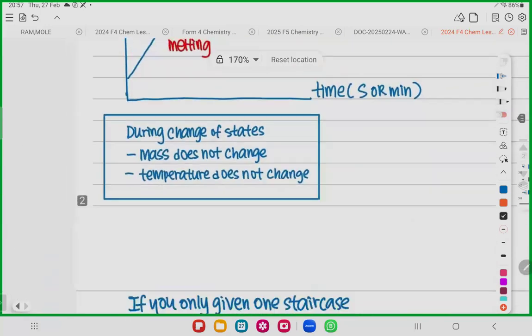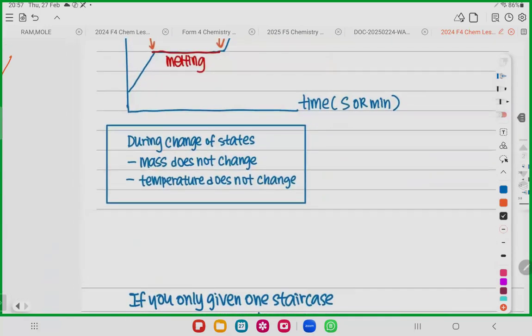Okay guys, let me know in the chat box. Are you okay with what to do when you have one or two staircases? Do you understand what you should do when you have one staircase and what you should do when you have two staircases?